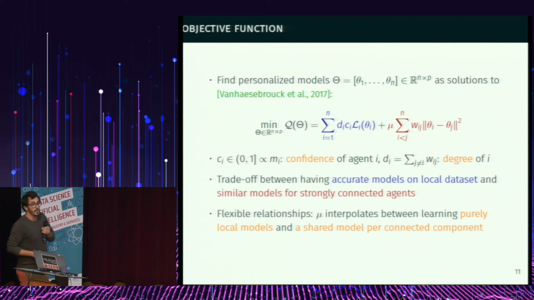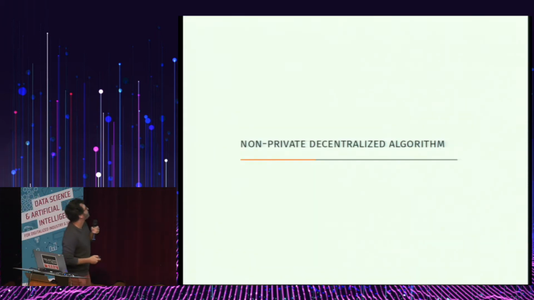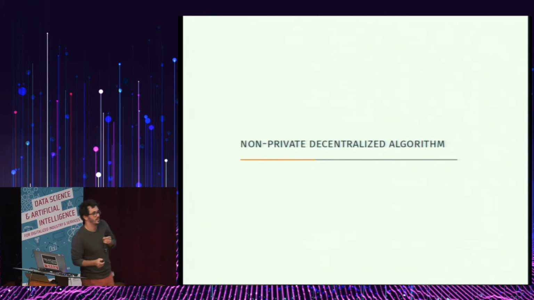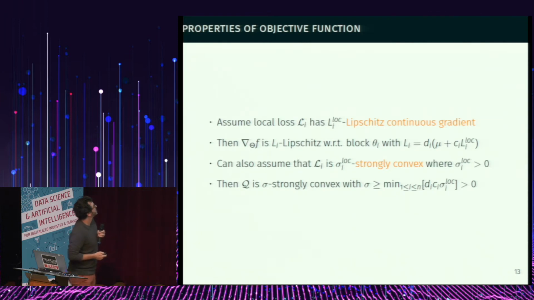All right, so I hope the setup is clear, and now I'm going to start by ignoring the privacy constraint for a bit and introducing a non-private decentralized algorithm. Let's start simple.